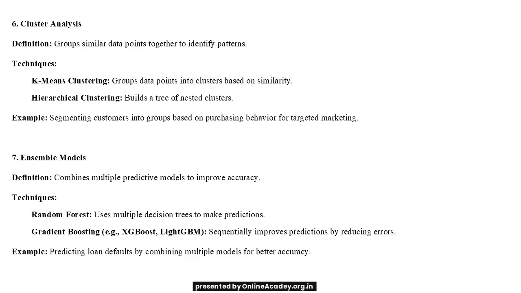Decision trees split data into branches based on decision rules, helping to predict categorical and continuous outcomes. Classification trees predict categorical outcomes, while regression trees predict continuous outcomes. An example is predicting whether a customer will purchase a product based on their demographic and behavioral data.